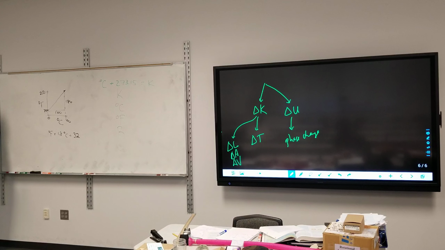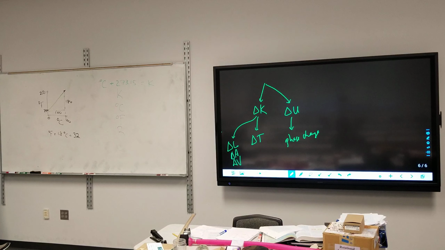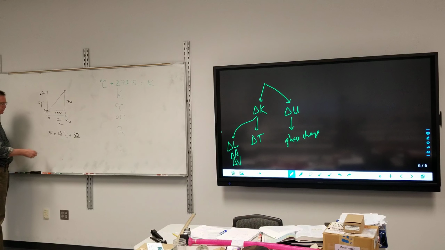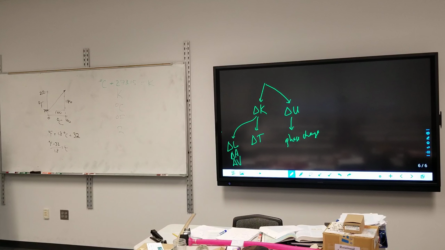And if I wanted to convert the other way, let's just zip that out real quick. How would I find degrees Celsius from degrees Fahrenheit? Minus 32 over 1.8. All right, so minus 32 over 1.8. Okay.